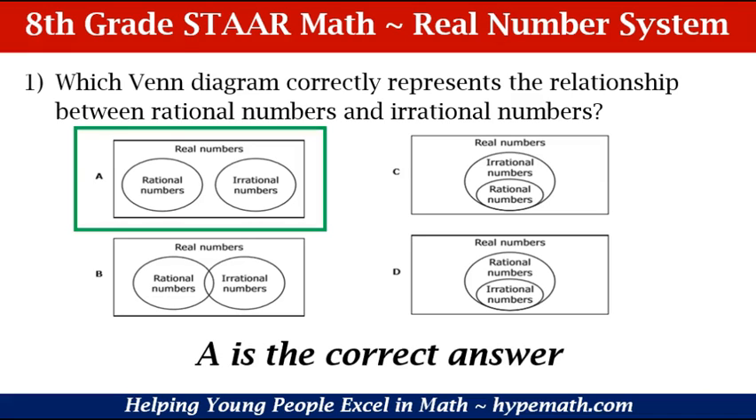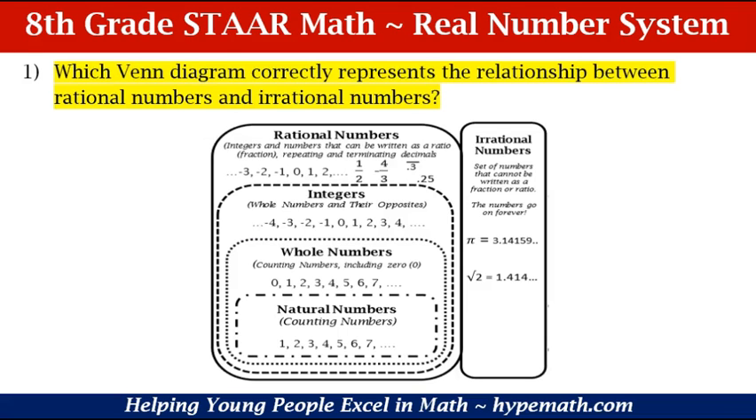If you said A is the correct answer, you are right, because based on our picture, and here it is, rational numbers and irrational numbers are two different sets. There's nothing that's similar. They only have differences. If you choose A, great job. Let's move to question number 2.